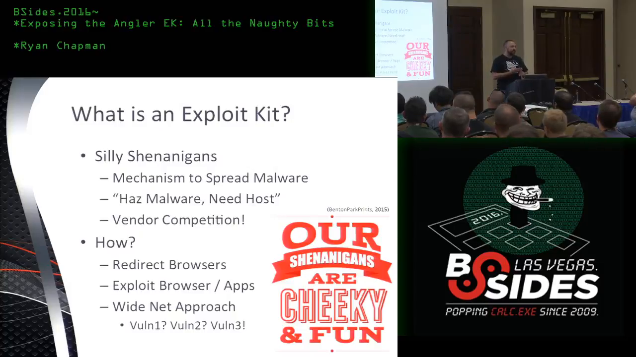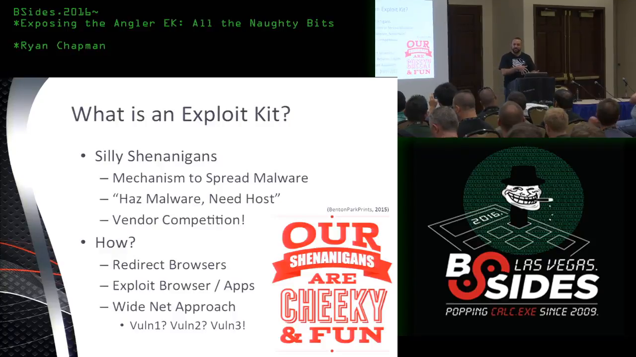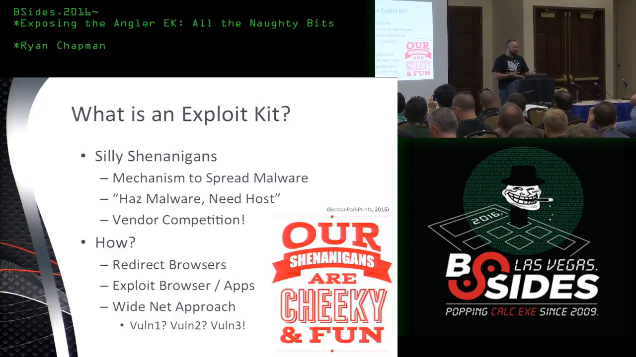So there's three primary actors. There's the campaigns, the people who redirect the actual traffic to the exploit kit. There's the exploit kit people who run the infrastructure to try to exploit as many boxes as possible. And then there's the malware authors who provide their malware and then pay for it to be distributed.